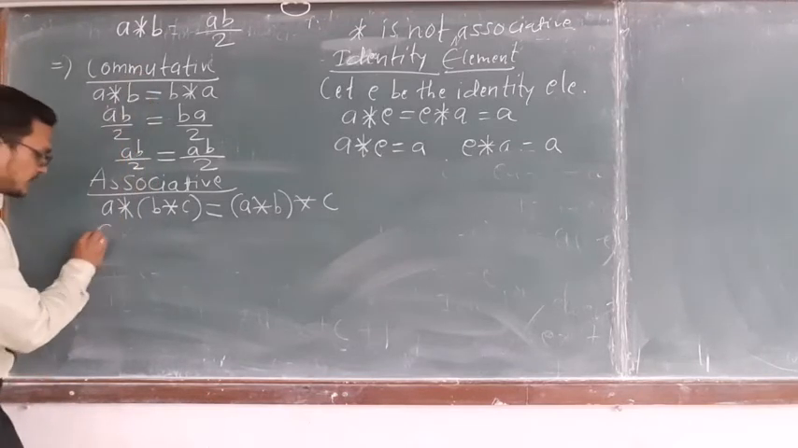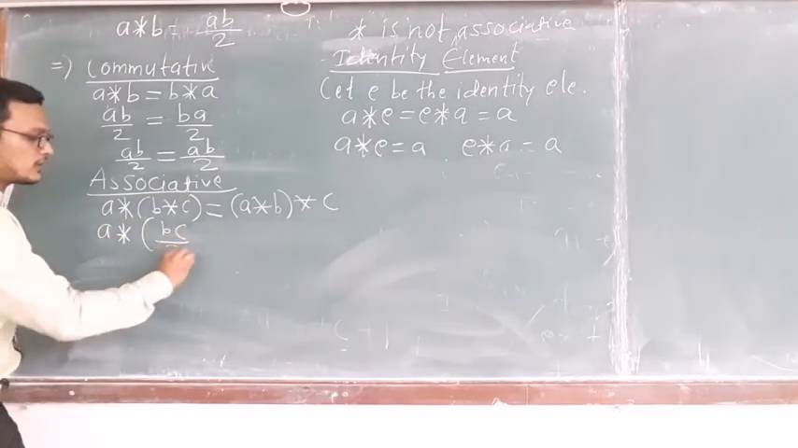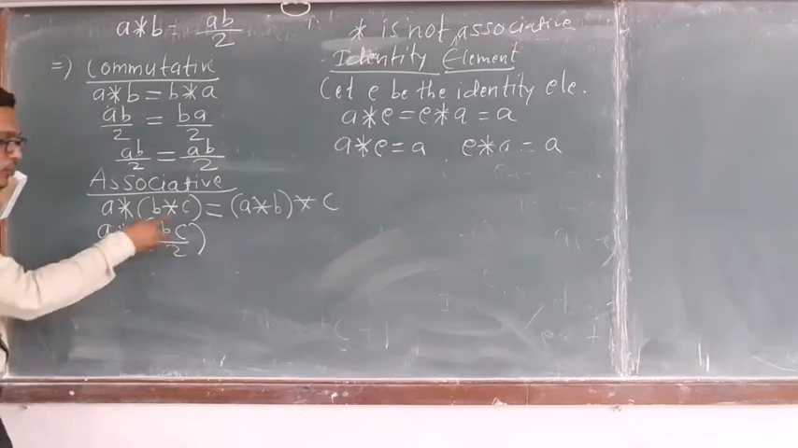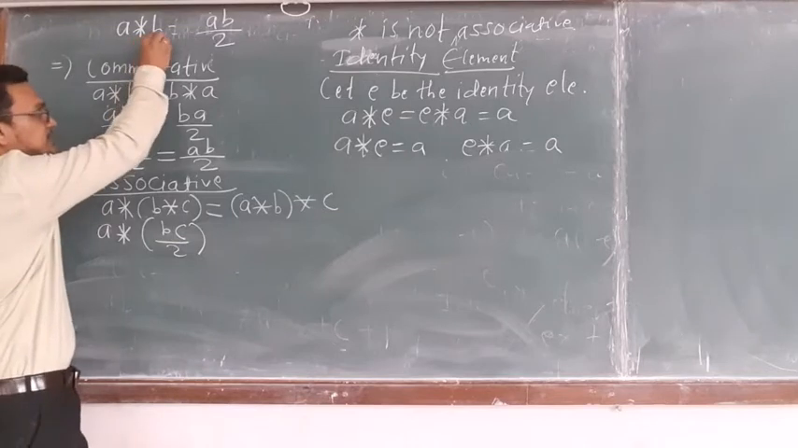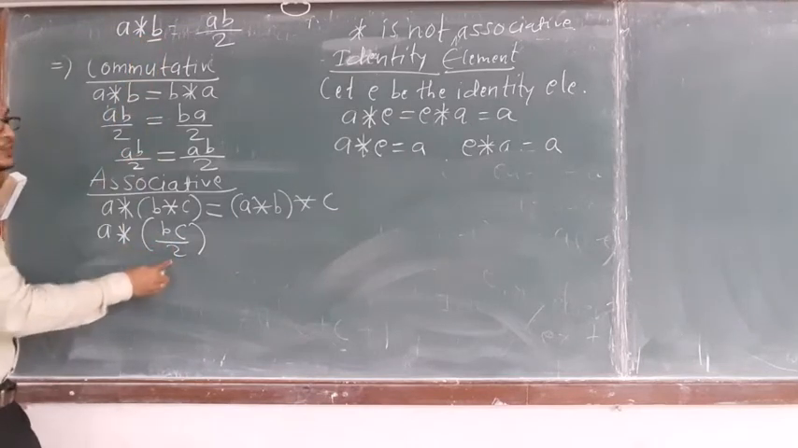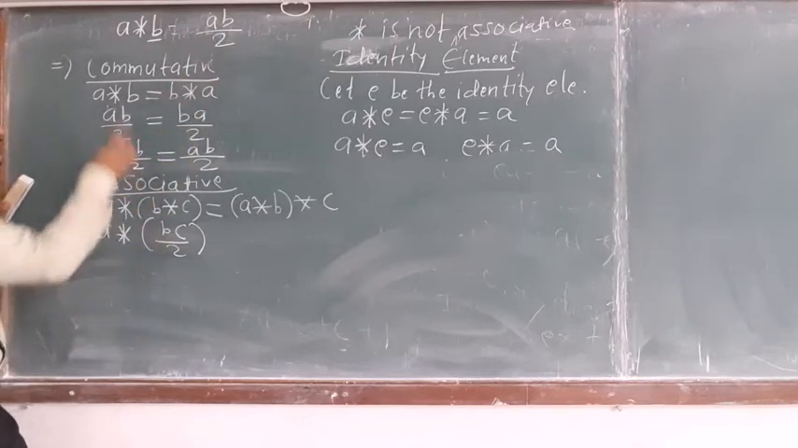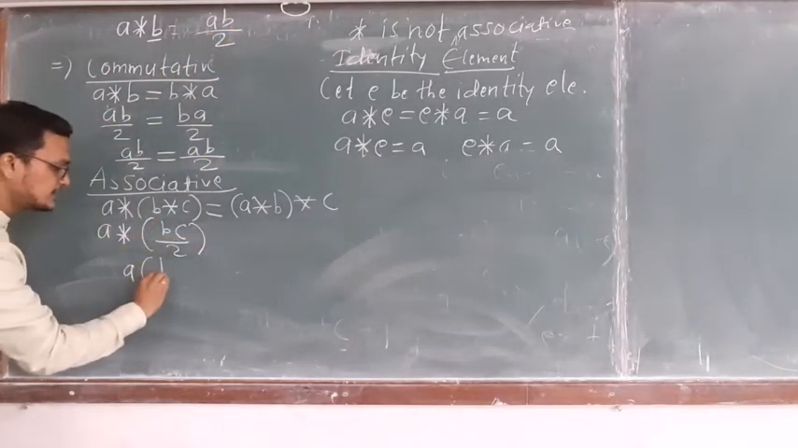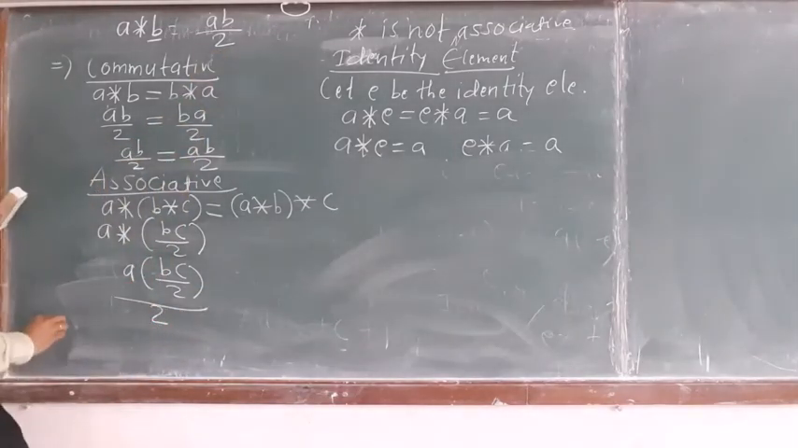Next, associative. A star, as it is, what is B star C? It is BC upon 2. Then again now A star BC upon 2. Now the whole value we have to consider as B. This whole value is B, means this B place is taken by BC by 2. So in the definition, in the place of B, we have to put this value. So therefore A into B, what is B here? That is BC upon 2. And this whole divided by 2 as it is.